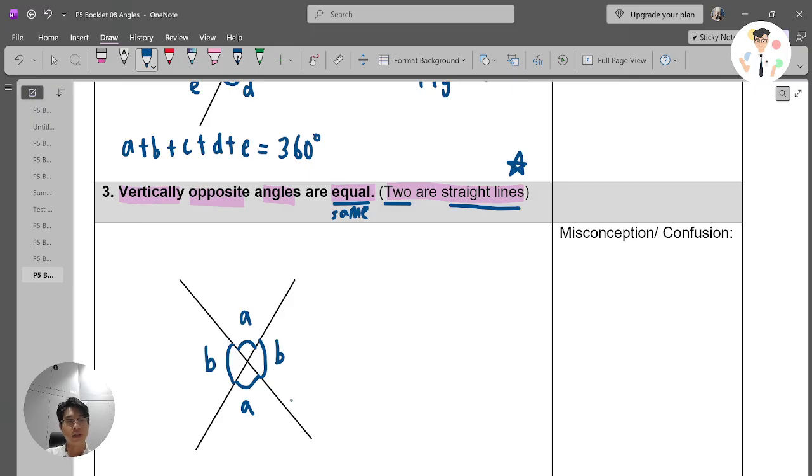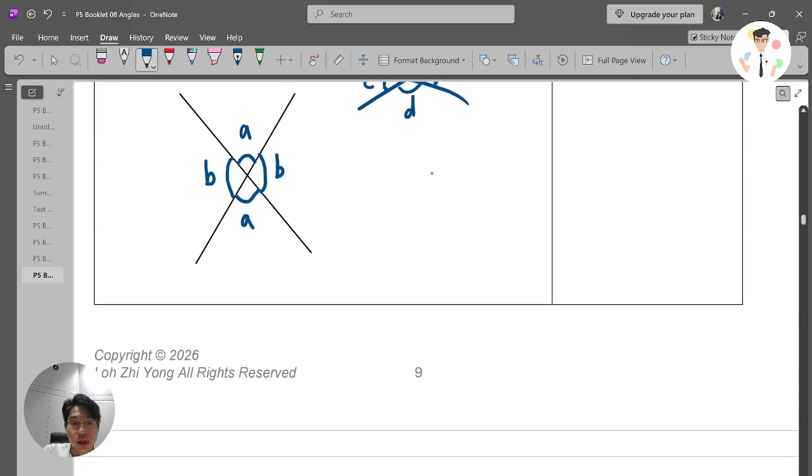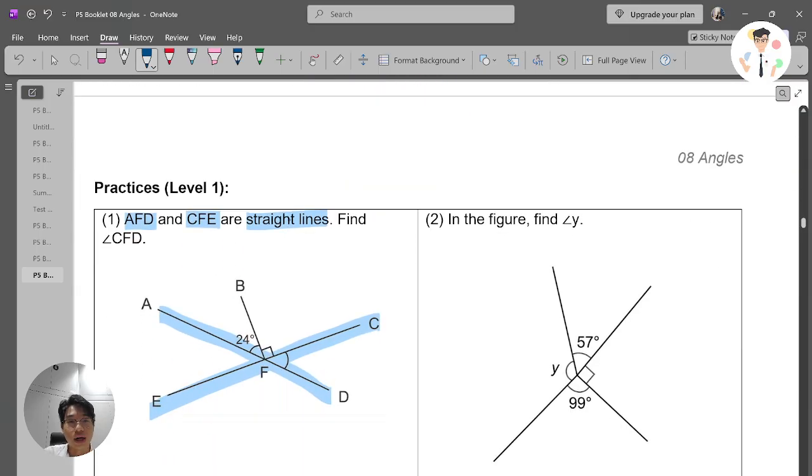Teacher, like this I know. How about like this? Is it the same? As long as this is a straight line, this is a straight line. If here is C, here will be C. If here is D, here will be D. Okay, so that is basically the idea. And again, I keep repeating so many times that you must make sure it's a straight line. That's why when you see the question, I always mention what? Straight line.